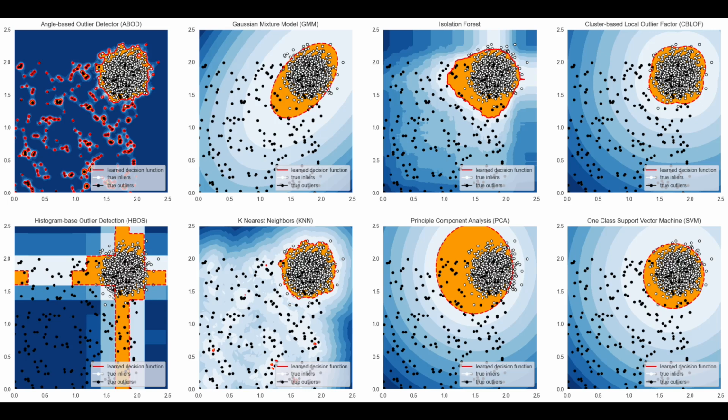Histogram-based outlier detection, very efficient. It sort of sorts points into different bins and then sort of categorizes the bins as anomalous or not. You can sort of see that in the plot very easily.